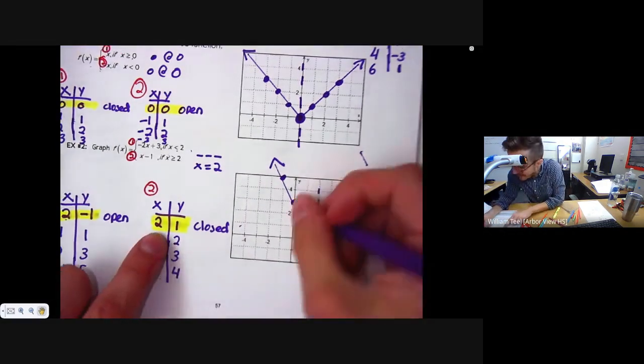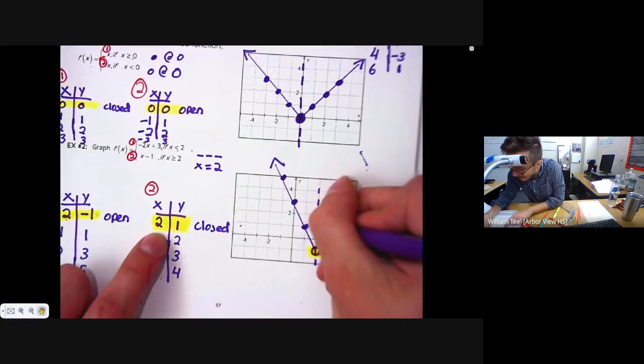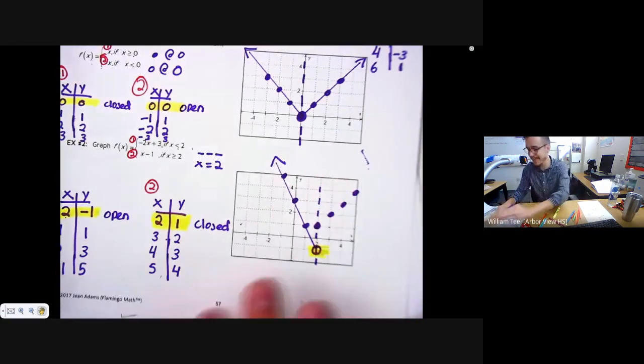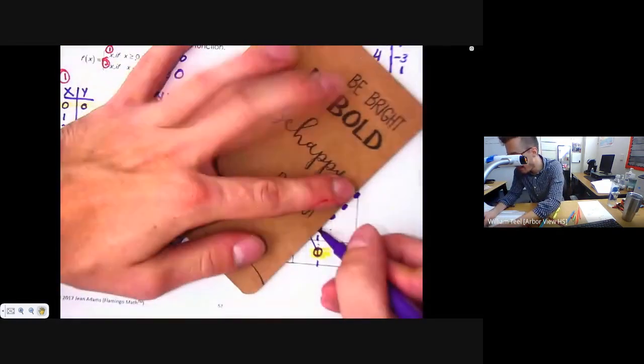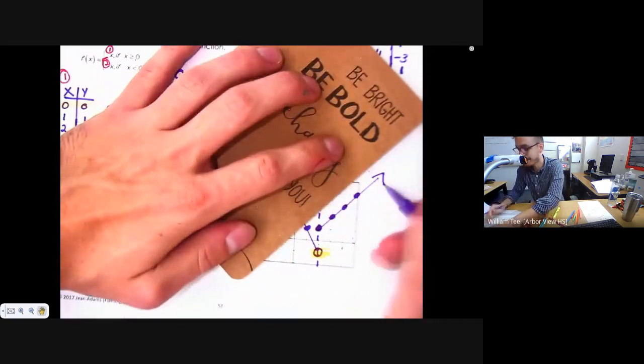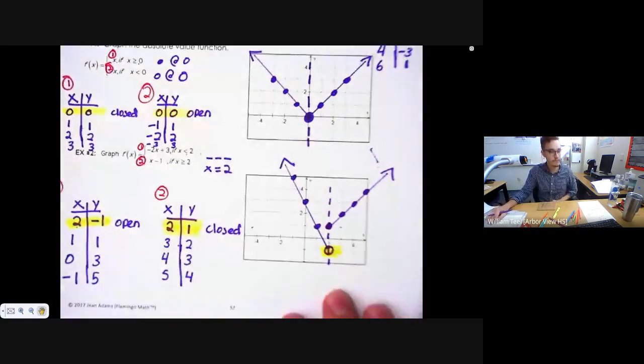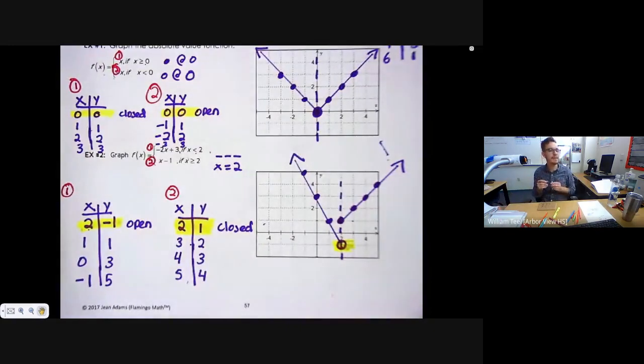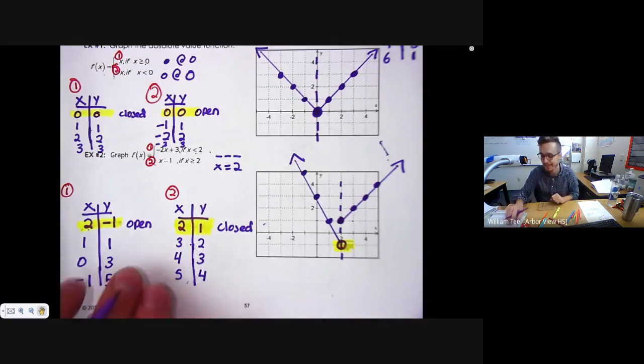Also, I forgot to plot my (2, 1) point. So at (2, 1), I have a solid dot here. This is going to be the right-hand side of my piecewise function. So be very careful to make sure you know which equations you're talking about and what the criteria are for those equations, and that is how you're going to graph a piecewise function.